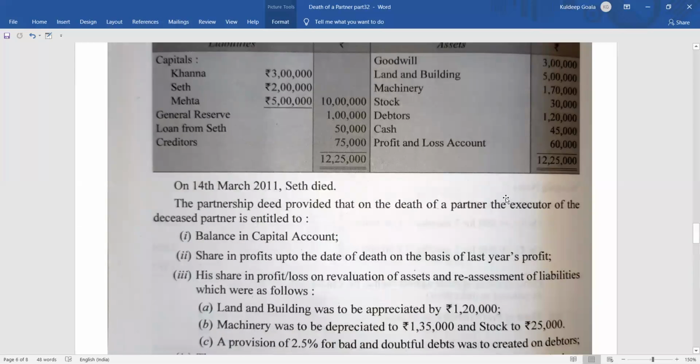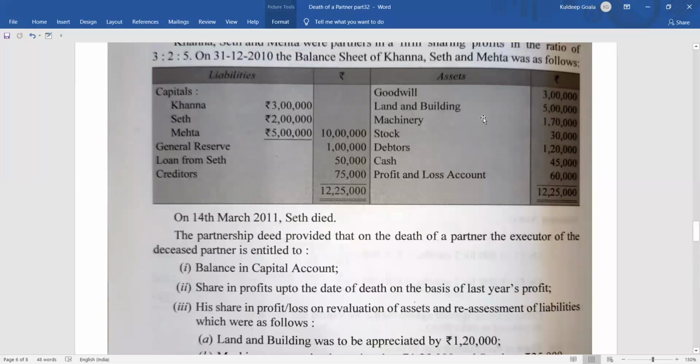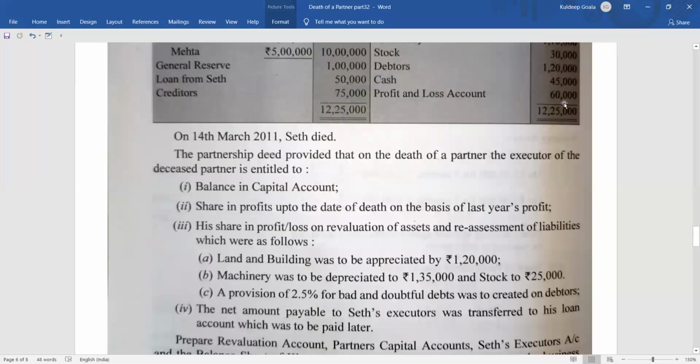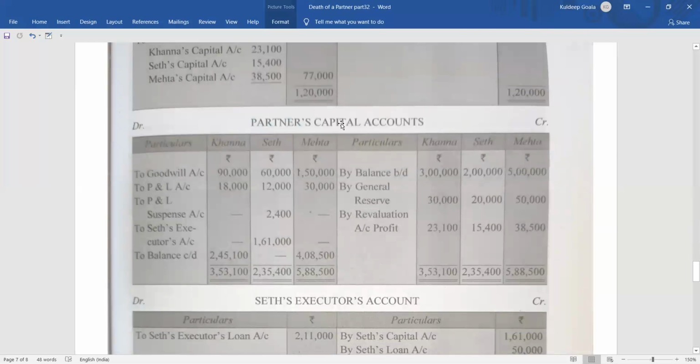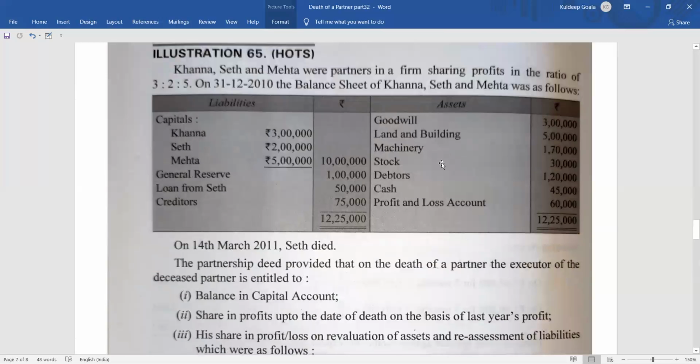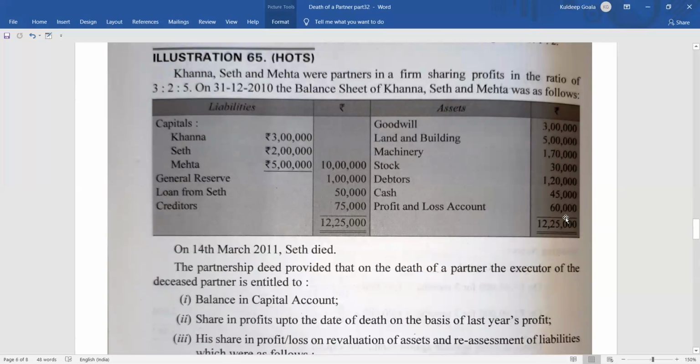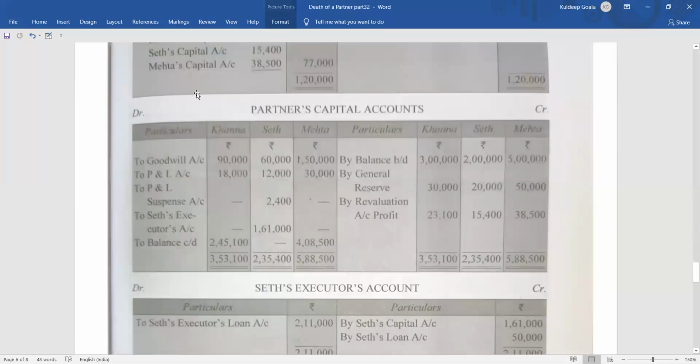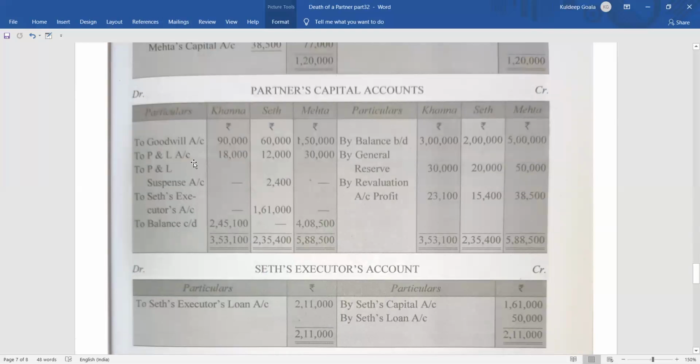Then coming to the next one, goodwill. Goodwill will be written off, so this 3 lakh will appear in the debit side of the partners' capital account as 90,000, 60,000 and 1,50,000, clear? Then next is the profit and loss account balance, that is 60,000. This will also be given in the ratio 3:2:5, that means 18,000, 12,000 and 30,000. It will come on the debit side because it is a loss.